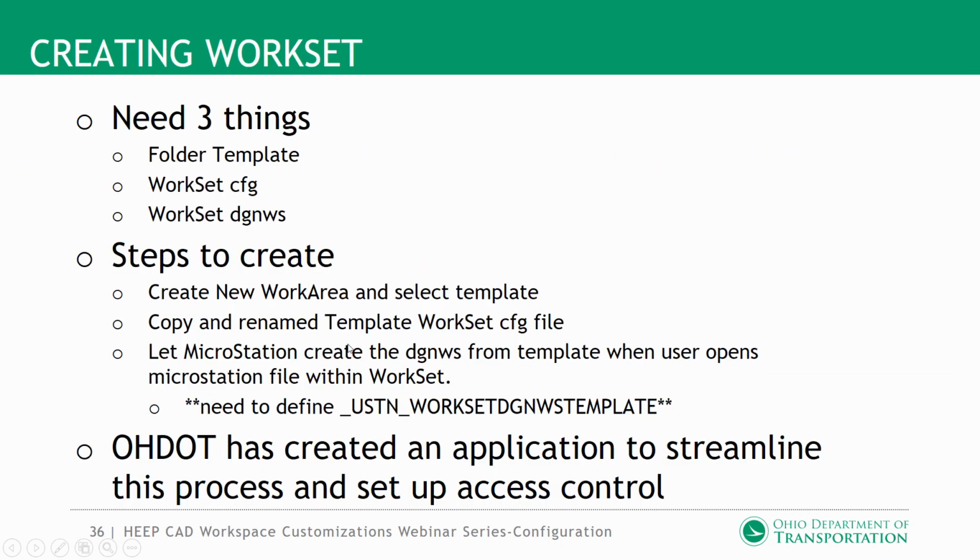If it doesn't find it, it's going to recreate it, and it's going to look at this variable right here, this USTN workset dgnws template. Whatever you have defined there, it will use that as the template dgnws and will recreate it in your project. So now you have a new work set created that you can use within ProjectWise.